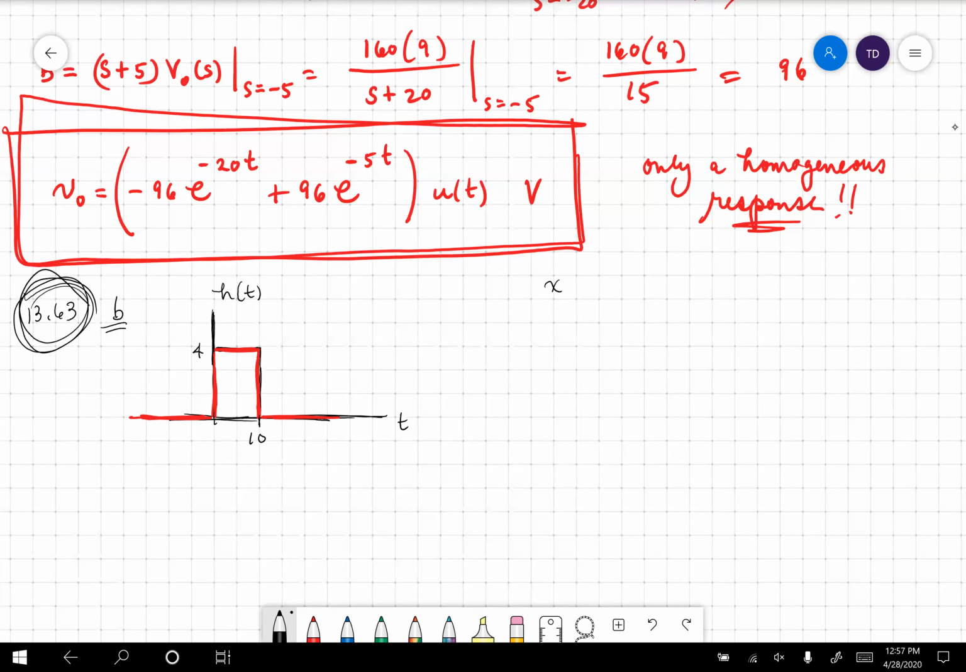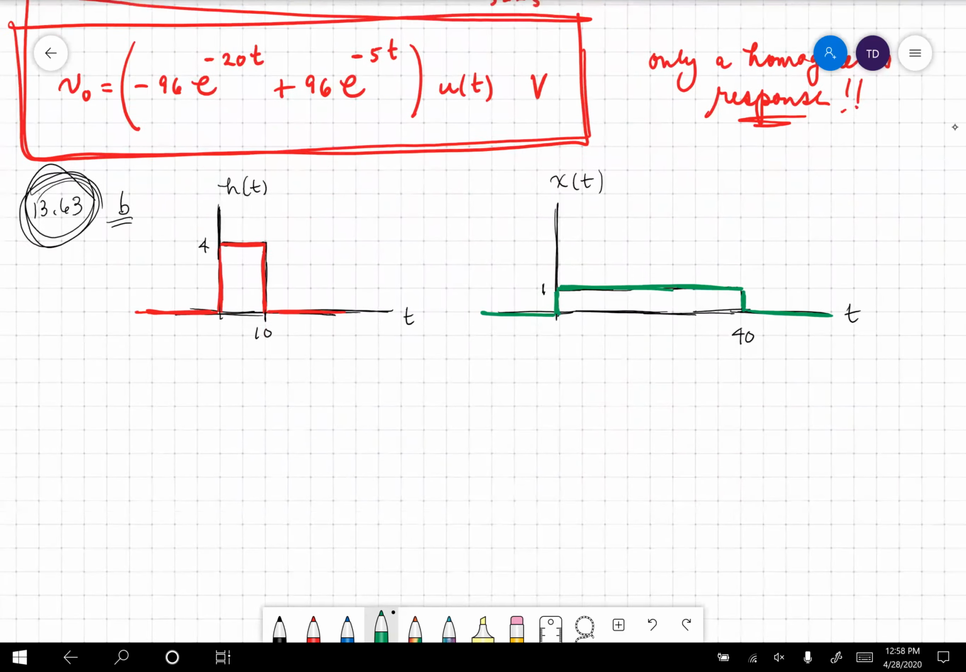X of t for this problem is the following. A real easy function. So x of t goes from 0 to 40 with a height of 1. It goes out like that. So this is 40 out here. Height is 1. Okay, so that's the first thing that we want.